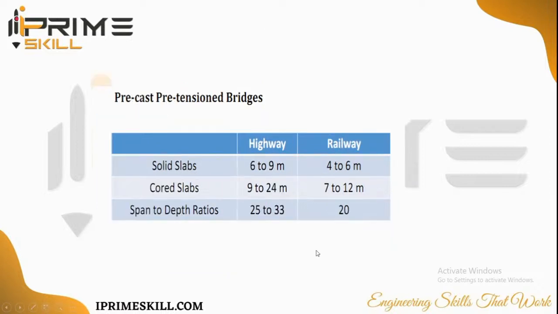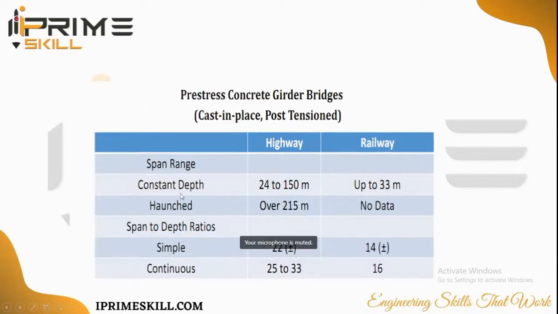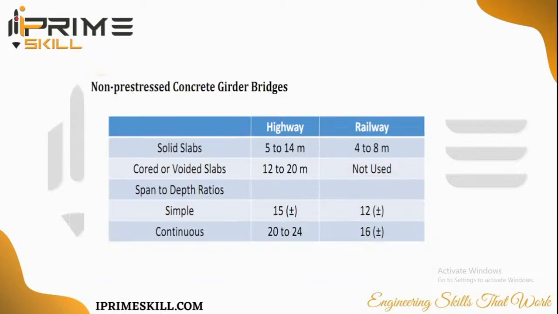Again, precast, these are some of the examples which I am giving from the code. So 6 to 9 meters if it is a highway. If it's a railway, 4 to 6 meters, solid slabs can be used. And the span to depth ratios should be 20, here 25 to 33. Similarly, one more for pre-stressed concrete girder bridges, you have a span range. So you should select based on the span range. Well, how do you want to select the bridges, slabs, deck slabs, etc.